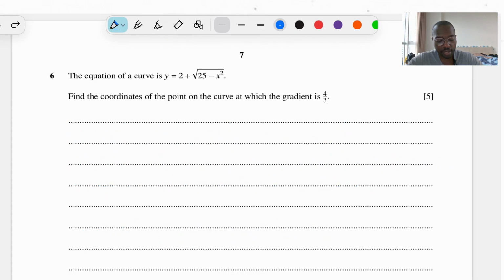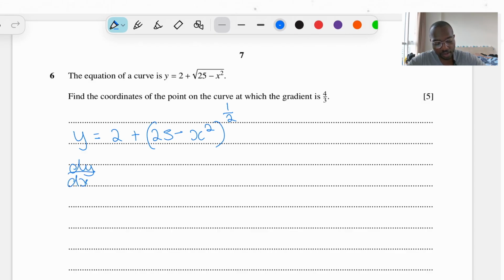So for this question, we have the equation of a curve: y is equal to 2 plus the square root of 25 minus x squared. We need to find the coordinates of the point on the curve at which the gradient is 4 over 3. So we need to differentiate this and then make the gradient equal to 4 over 3. That will help us work out our x value, and then we can work out our corresponding y value. Before I start, I'm just going to rewrite the curve as 25 minus x squared to the power of a half, because now when we differentiate, that'll be a bit easier.